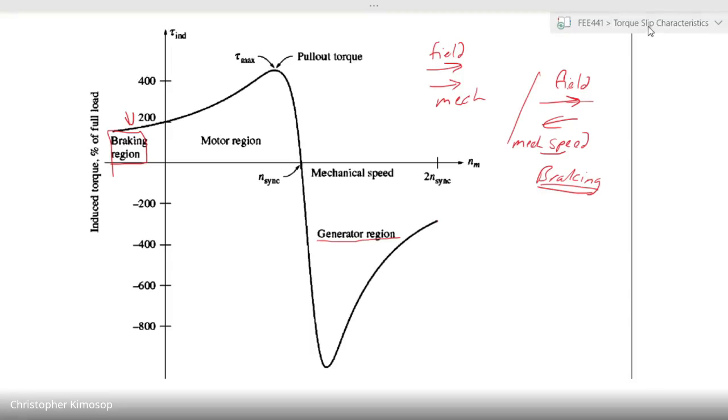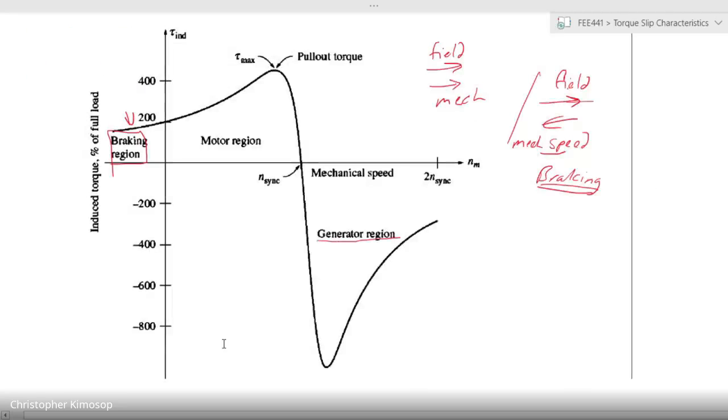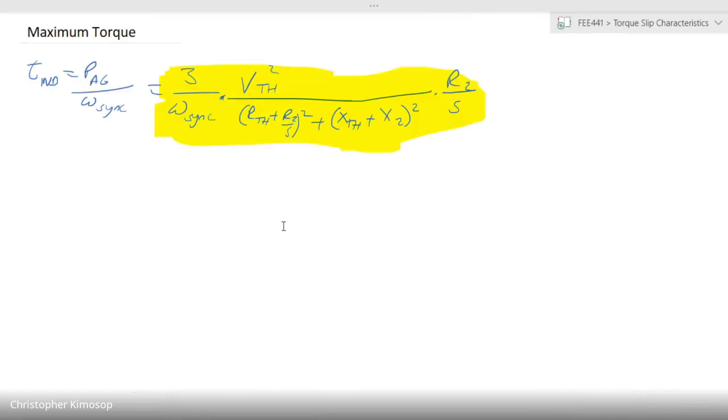So now moving on, let's have a look at maximum torque. How do we get the maximum torque? I'll pause there in case there are any questions about those characteristics or how they appear. There are no questions, so we will move to maximum torque.